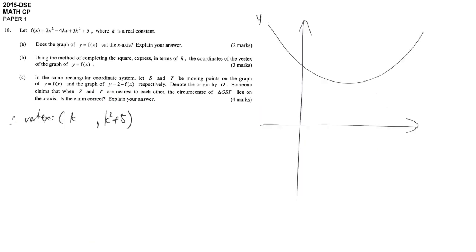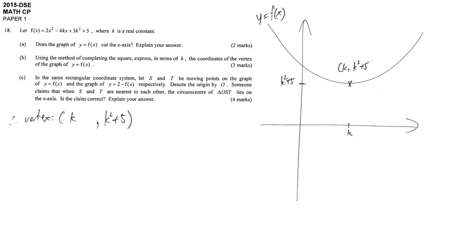We know the original graph y equals f(x) is like this. It's opening upward and does not touch the x-axis. But what we have not confirmed is whether it is on the right-hand side or left-hand side of the y-axis, but we just simply draw it in this way. We also know that there is a point which is the vertex. The x coordinate is k. The y coordinate is k squared plus 5. That's the vertex.